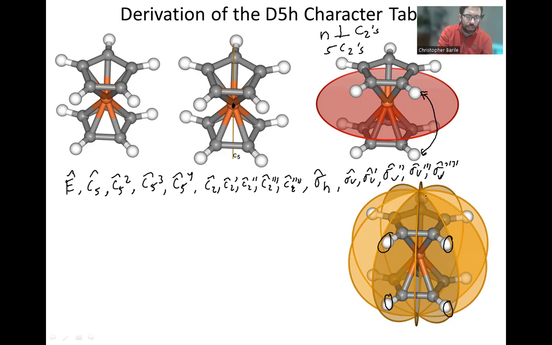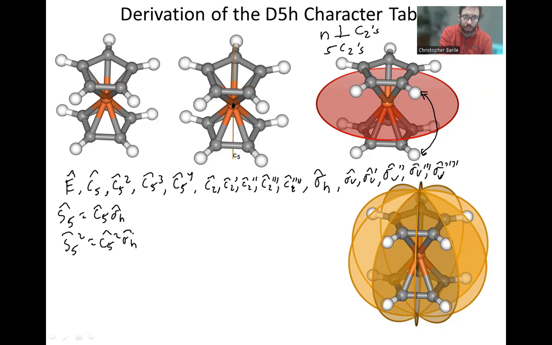And then we can start thinking about how we can actually combine some of these things. And anytime you have a sigma h and a principal rotation axis, you can combine those and make an S5, right? So an S5 is equal to a C5 followed by a sigma h, an improper rotation axis. So we have that. We can also do an S5 twice. If we do that, it will be a C5 twice.